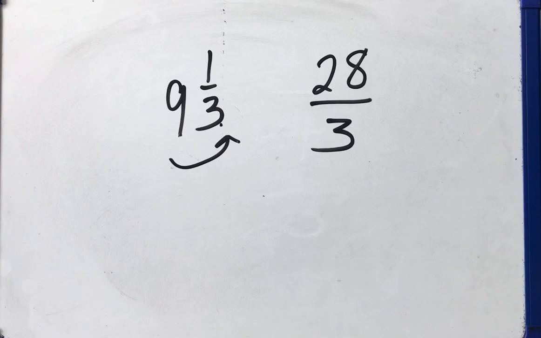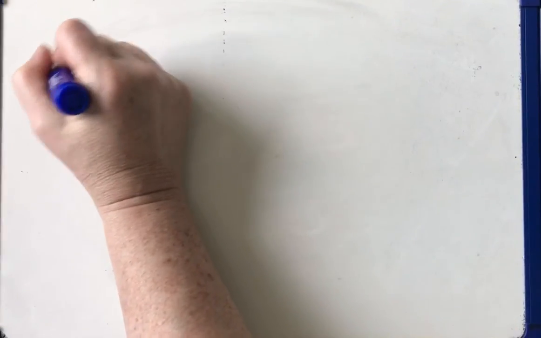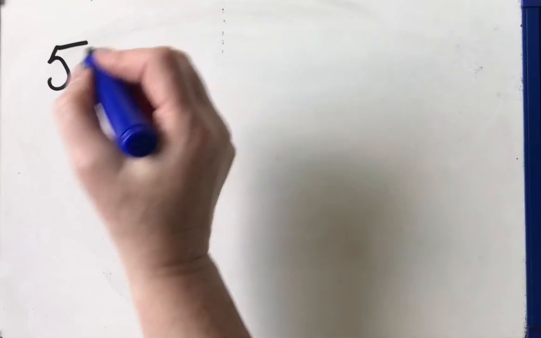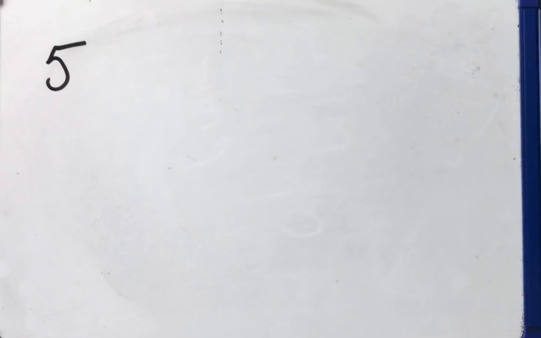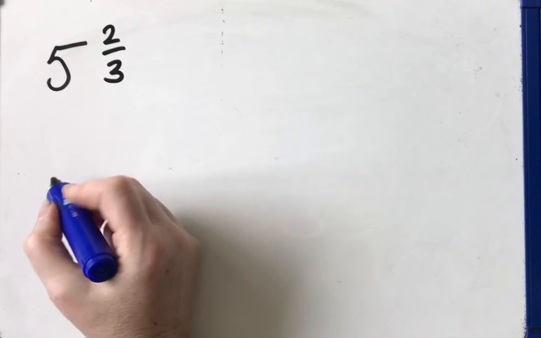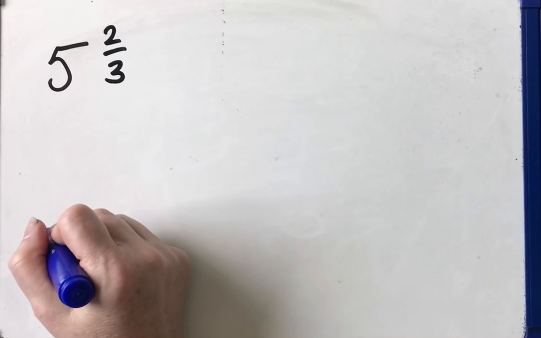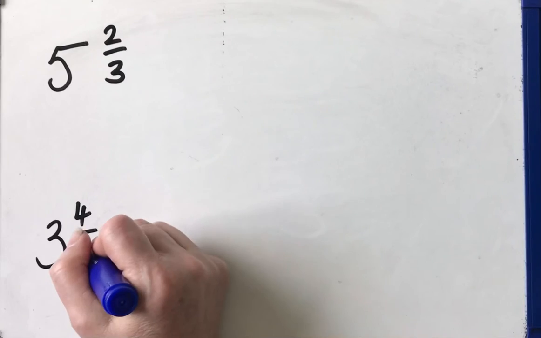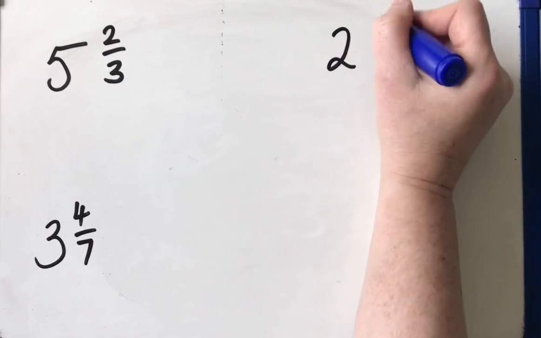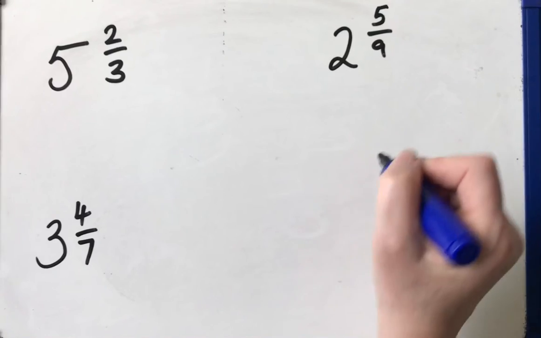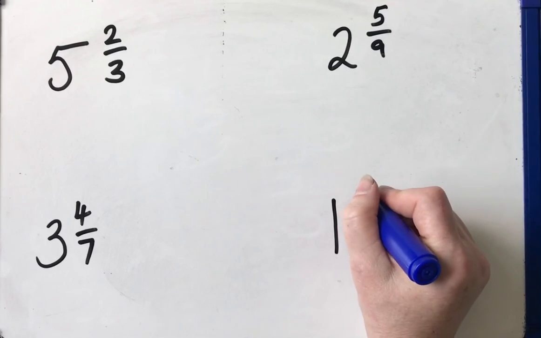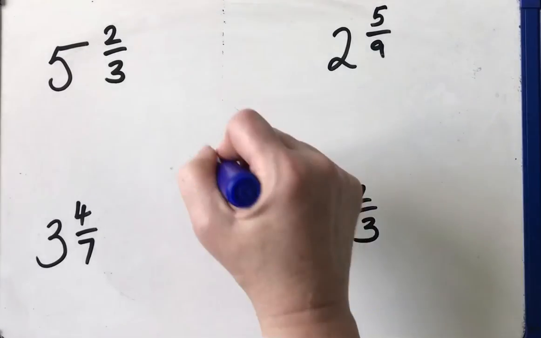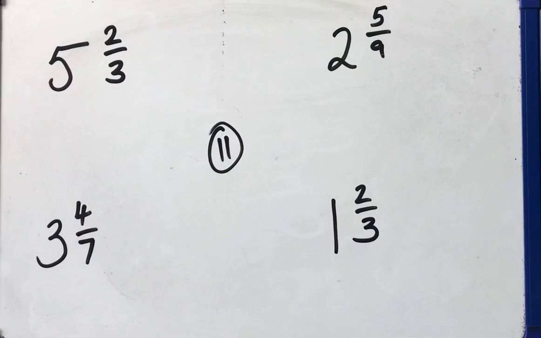I'm going to write some for you to have a go at now, so make sure you've got a pen and a piece of paper handy and have a go at these. Change the mixed numbers into an improper fraction. So change 5 2/3, change 3 4/7, 2 5/9, and 1 2/3. So press pause and have a go at those 4 little questions there.